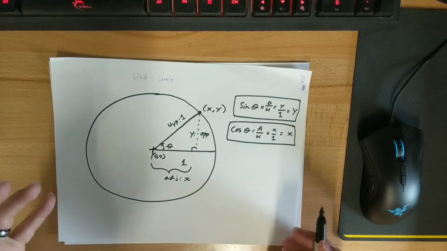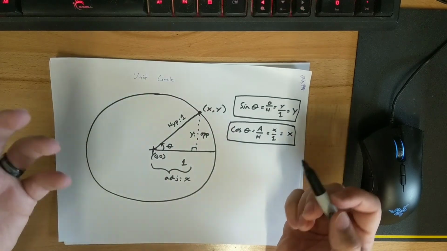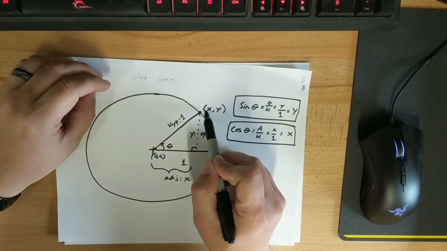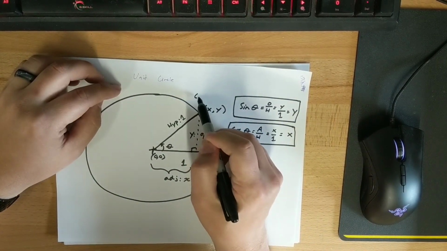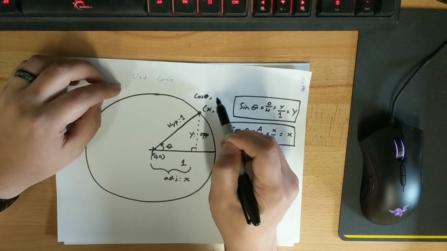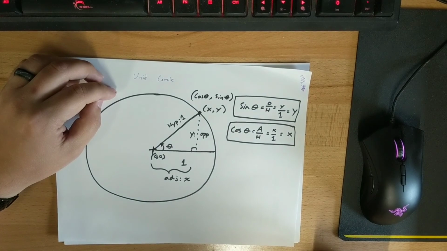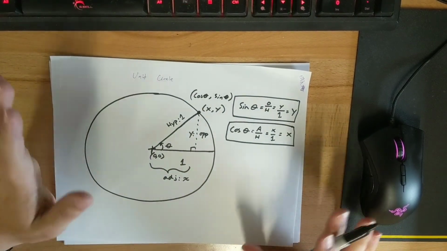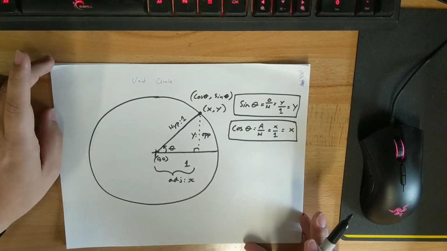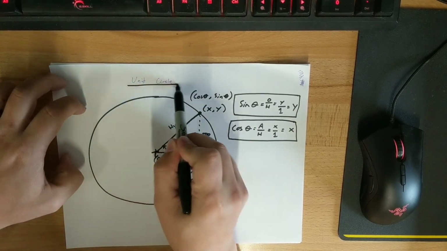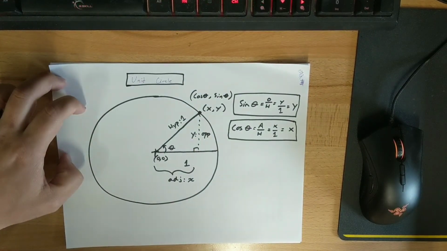And we'll look at some more specific examples as things go on, but the moral of the story is that this point here has coordinates of cosine theta, sine theta. That's the unit circle in a nutshell. I'm going to go into a little bit more detail in the next video, but for now, that's what's up with the unit circle.